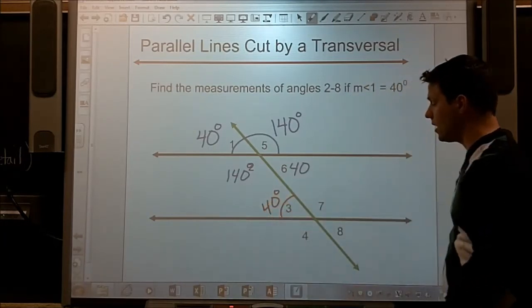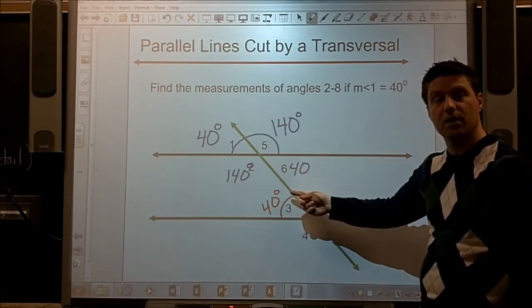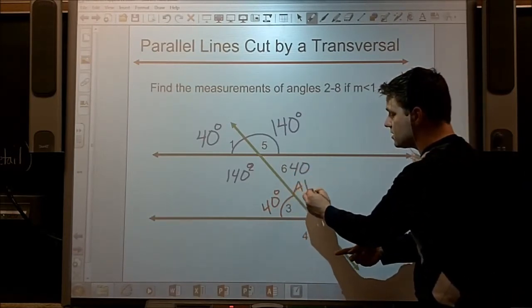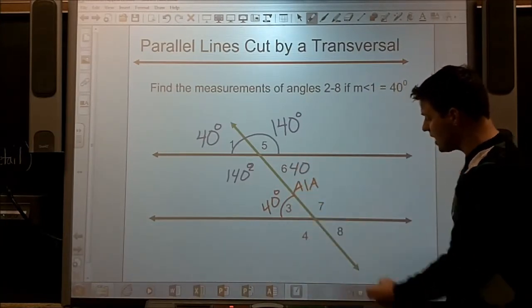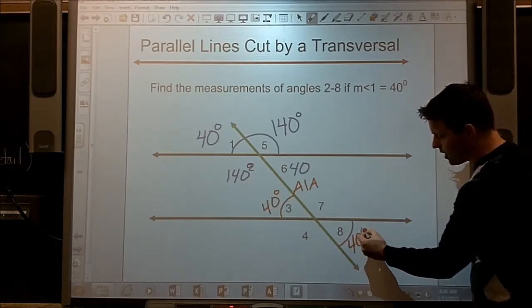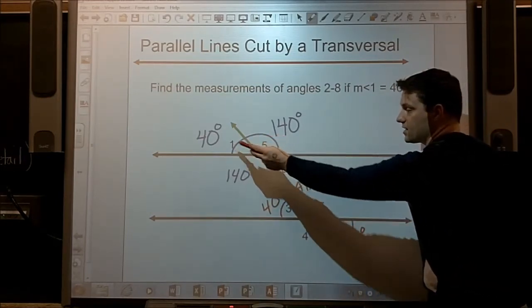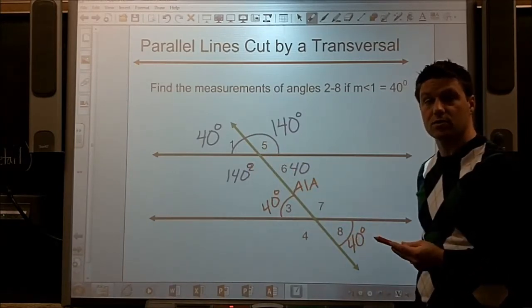Okay? Well, let me check right here. 3 and 6 are supposed to be equal because of alternate interior angles, so I know that those are right. Okay? Angle 8, let me skip to angle 8 for a second. Angle 8 is also going to be 40. It's an alternate exterior pair with angle 1. They're supposed to be equal.